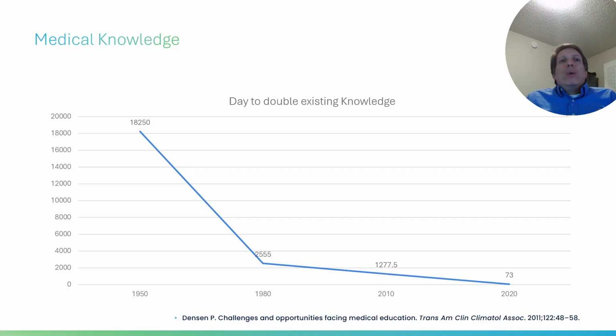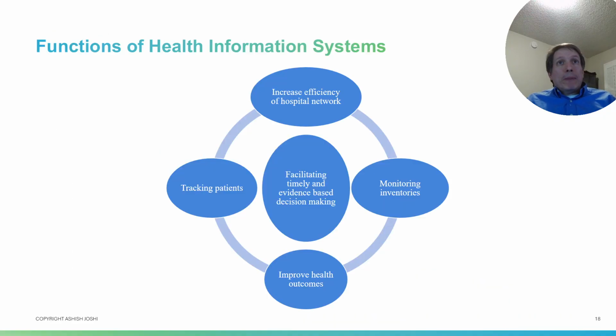Then basically, we are not able to absorb the knowledge or that aggregation of data that is being produced collectively nowadays. Then, if we think about the functions that a health information system should have, the ultimate goal is to facilitate timely and evidence-based decision making while increasing the efficiency of the hospital network or the healthcare services in general. We want to monitor the assets, inventories, and resources. We want to track the status of the patients, and at the end, we want to improve the healthcare outcomes.